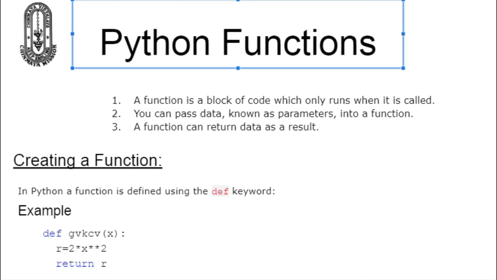In order to create a user-defined function, you are supposed to use the keyword def. Here in this example, we have defined a function and the function name is gvkcv. def means a function definition is starting. The identifier following def is the name of the function. Here in our example, the function name is gvkcv.